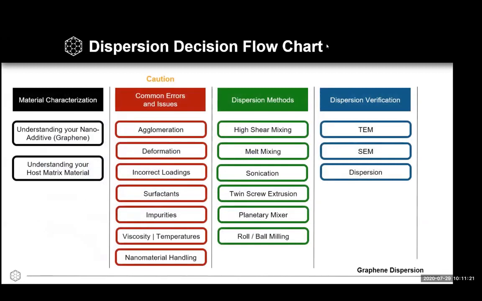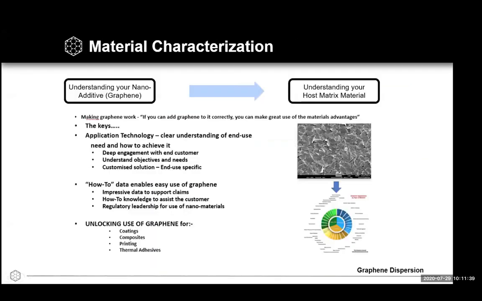So we've seen this slide before. I won't dwell on this, but it just covers some of the materials that we'll be talking to. As I said before, there are many different types of graphene in terms of your nano material additive that you're looking to add to your end-use material. We would say that equally important to that is understanding what you are trying to put the graphene into and what you're trying to achieve with that.